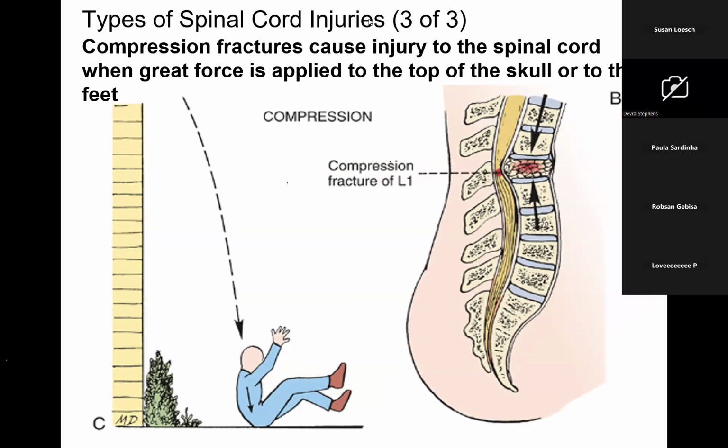Okay, and then compression fractures can cause injury to the spinal cord when great force is applied to the top of the skull or to the feet.